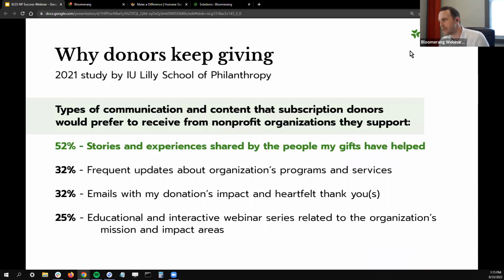This is a really interesting study. This is a 2021 study at the Lilly School, and they interviewed what they called hyper loyal donors, donors that were giving consistently to their respective nonprofits. 52% of these hyper loyal donors said they continue to give over and over again because of the stories and experiences shared by the people their gifts have helped. So the majority of donors that said, I keep giving to this organization for years and years, said it's because I see the story and the experience of how my gift is helping.